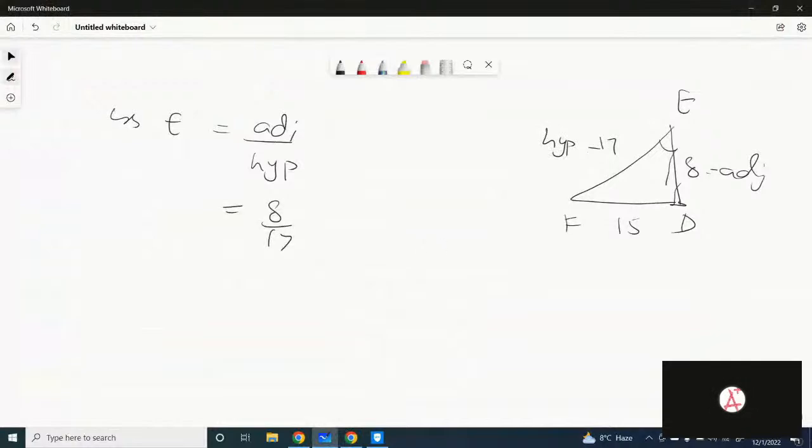Got it? Adjacent and opposite are different for the other two angles other than the right angle. So it would be 8 over 17. So select the correct option and then click on the OK button.